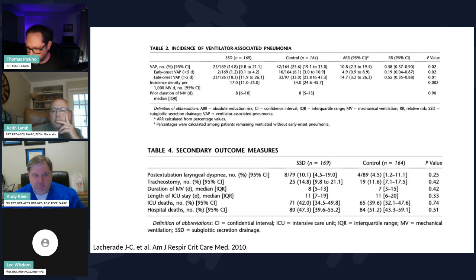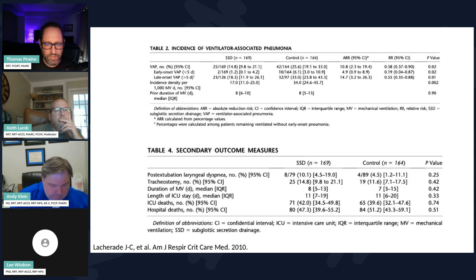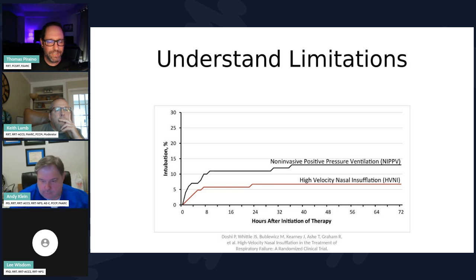So, oh, and then we'll comment this. I'll get to this comment down there. Someone disagrees with my APRV thing. This will be fun. Okay, let's talk about other limitations.